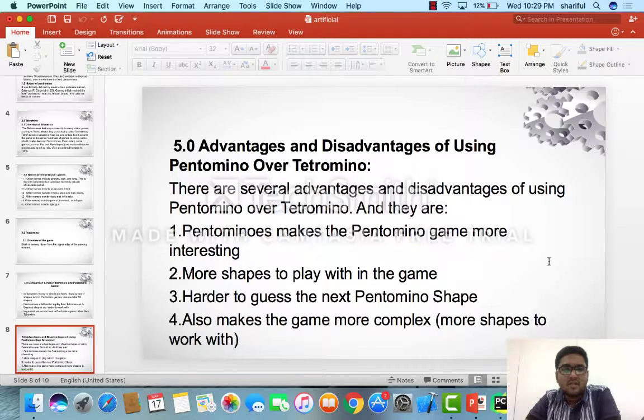As you can see, Pentaminos make the Pentamino game more interesting because there are more shapes to play with in the game, and since there are more shapes, it's also a bit harder to guess the next Pentamino shape. Plus, Pentamino makes the game a bit more complex than Tetramino, because with Tetramino you can see they scored a bit more than what they scored in Pentamino. And that's it. Now I'm passing over to brother Sam for the conclusion.